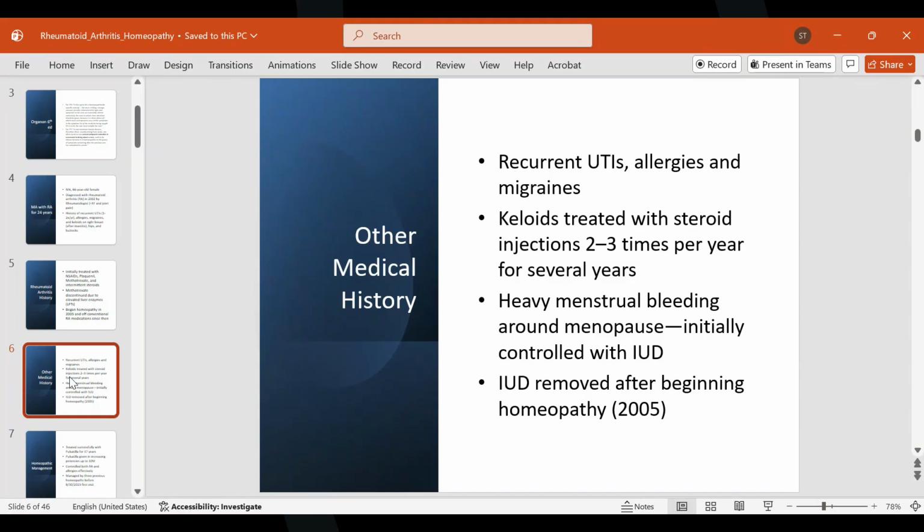She had heavy menstrual bleeding around menopause, because in 2005, she was like 45 or 46. And they controlled it with an IUD. They placed an IUD, which to me makes no sense. But after beginning homeopathy, her first homeopath, who was actually one of the editors of the 6th edition of the Organon, a French homeopath, who's a lay homeopath, told her to get the IUD taken out, which I agree with.